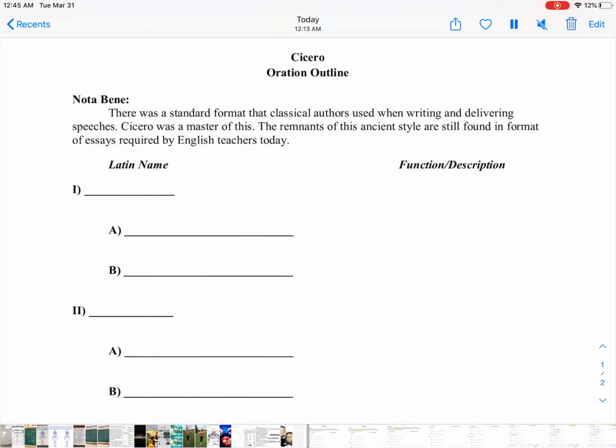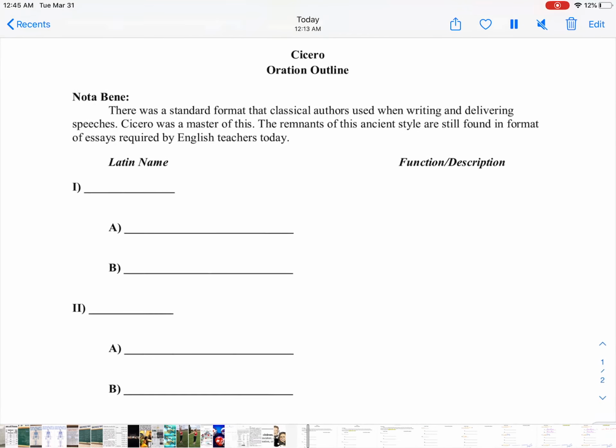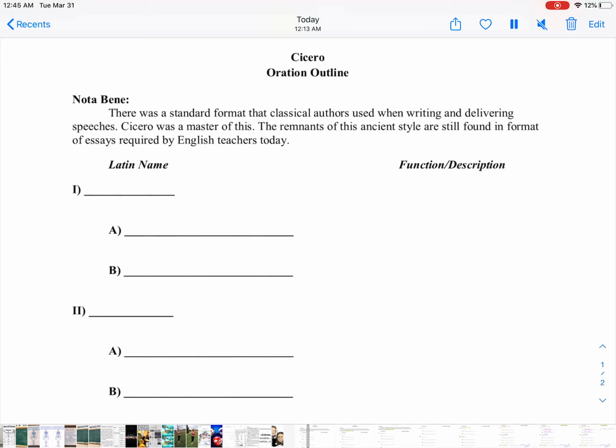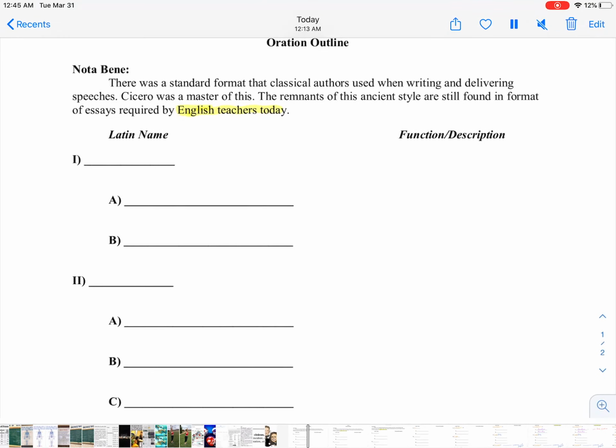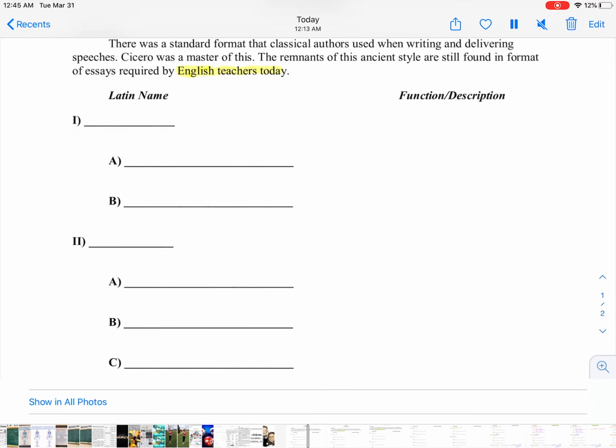Hey guys, today we're going to talk about the oration. Oration is a very important part of the way the Romans dealt with their education. And you're going to see, as we go through this today, how the Romans taught their young men to talk about and to speak formally in public.